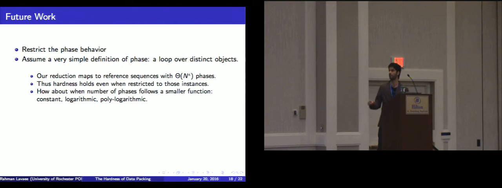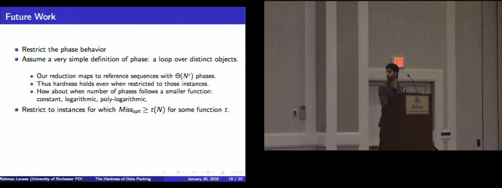So how about when the number of phases follows a smaller function, constant, logarithmic, or polylogarithmic? And we can also change the definition of the phase to come up with a more general argument. The other more interesting direction is, let's say I don't want to care for the case when the cache miss ratio is very small. I only want to apply data packing when I know that the optimal solution is more than a threshold. So remember, we don't have the optimal solution here. So this is called a promise problem in complexity. And you have this as a promise, but you can't really check this promise.